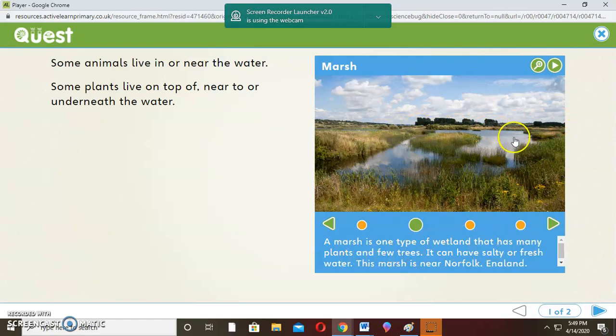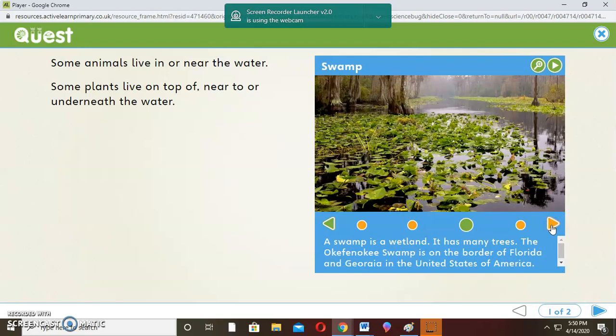As you can see, you cannot see a lot of trees that can be counted. There are just few trees over there. Only those ones are the trees. So in a marsh, only few trees are found. It can have salty or fresh water. So this marsh is near Norfolk. It's in Norfolk, okay? Now let's continue to the next one.